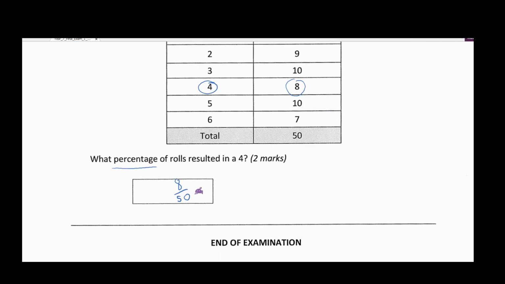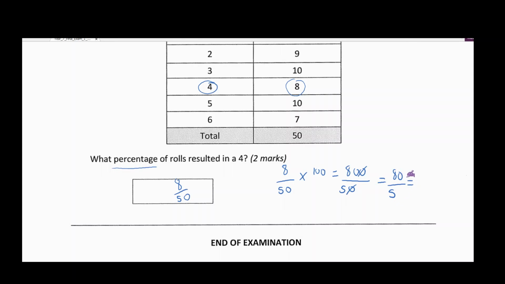So we have to change this number to a percentage. So 8 over 50. Now, I can times that by 100. Okay, to make this fraction a percentage, you times by 100. So 8 times by 100 is 800 over 50. And to simplify it, if there's a 0 on the top and a 0 on the bottom, you can cancel to give you 80 divided by 5.